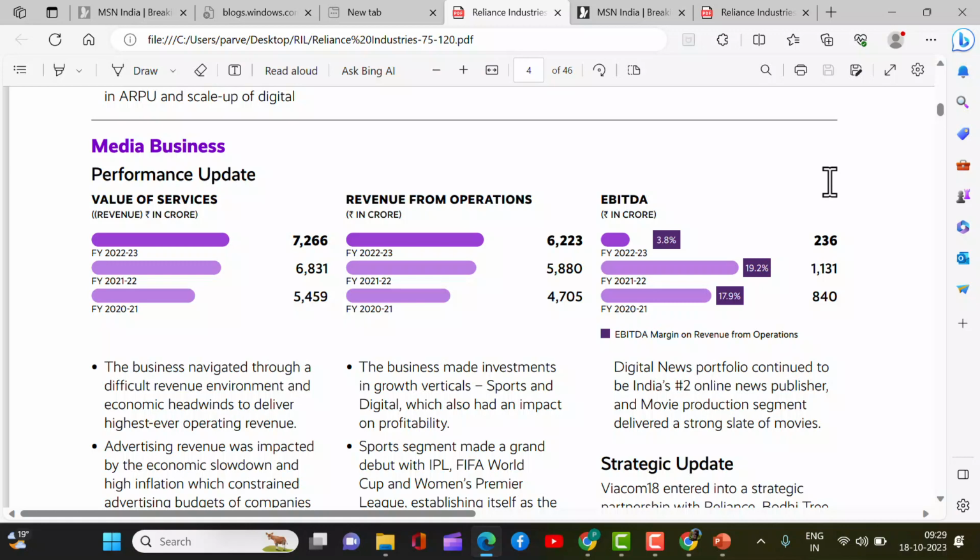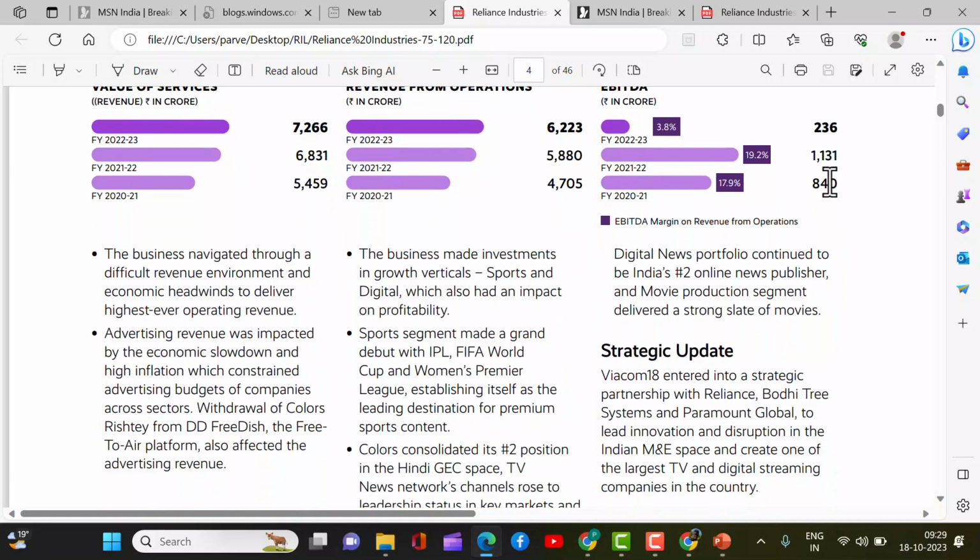Okay, just read this. Tell us about advertisement. Advertising revenue was impacted by the economic slowdown and high inflation, which constrained advertising budgets for companies across sectors. So that also affected the advertisement. This is all because of this, the advertisement revenues have dropped, and that's why the loss on account of EBITDA margin.